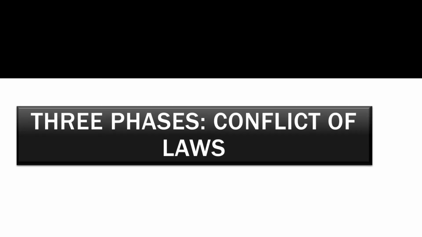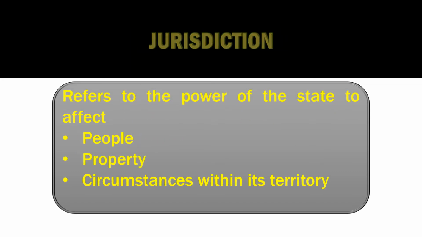I'm going to discuss the three phases of conflict of laws. First, the jurisdiction. It is the power of the state to affect persons, property, and circumstances within its territory. There are three types of jurisdiction.